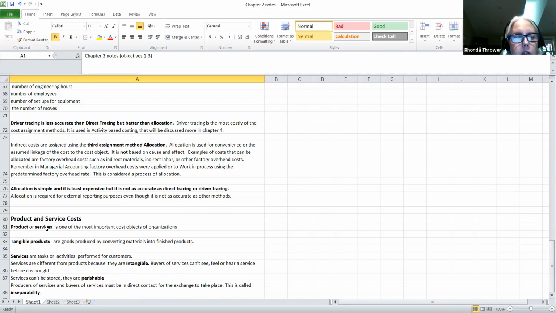The next thing we need to talk about are product and service costs. Product or services is one of the most important cost objects of the organization. So we're going to be assigning cost to products, or if it's a service type of business, then we're going to assign a cost to our activities or our services. And these are cost objects that we will be looking at and assigning cost to throughout this course.